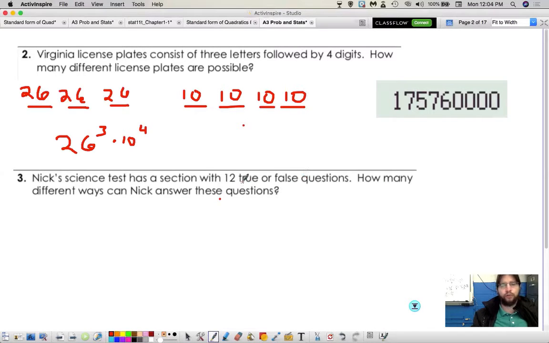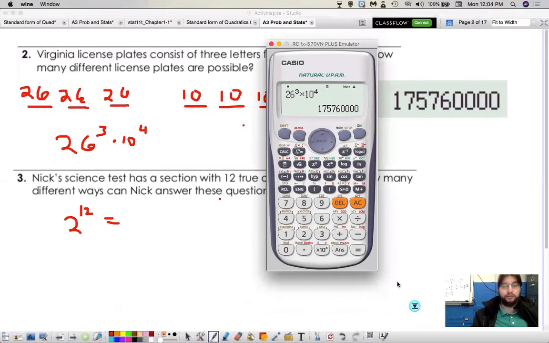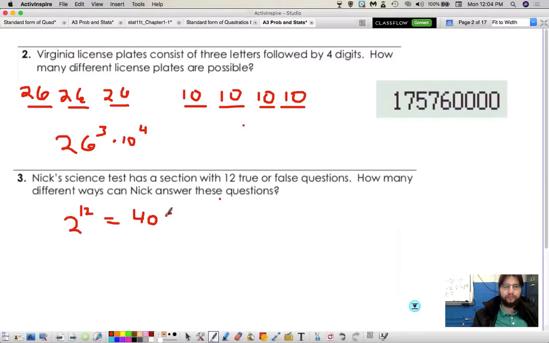We have 12 true or false questions. So there's either true or false. You've got 2 options, but you've got that 12 times. So 2 to the 12th power, or 2 times 2 times 2, etc. But exponents are very handy. Let's use them. 4,096. So we've got a true or false test, 12 questions. There's 4,096 different possible sets of answers you could come up with. You could have all true, you could have all true and then 1 false at the end, 1 false in the middle, all kinds of different options. 4,096 in fact.